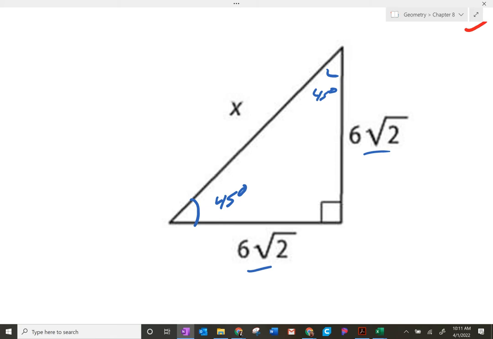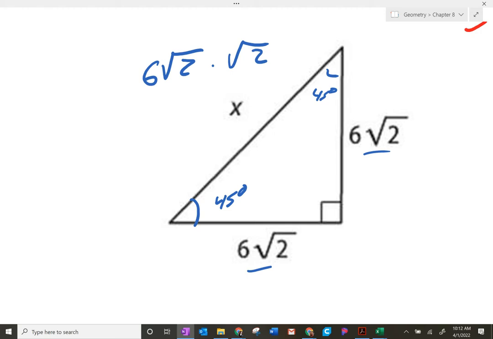So to find the length of this one, I'm going to take this number, so 6 radical 2, and then I'm also going to add a radical 2 with it. Because again, what we had every single time, I'm going to write the 45, 45, 90 on there, was the L times radical 2. So my L value for this one was 6 radical 2 times a radical 2.